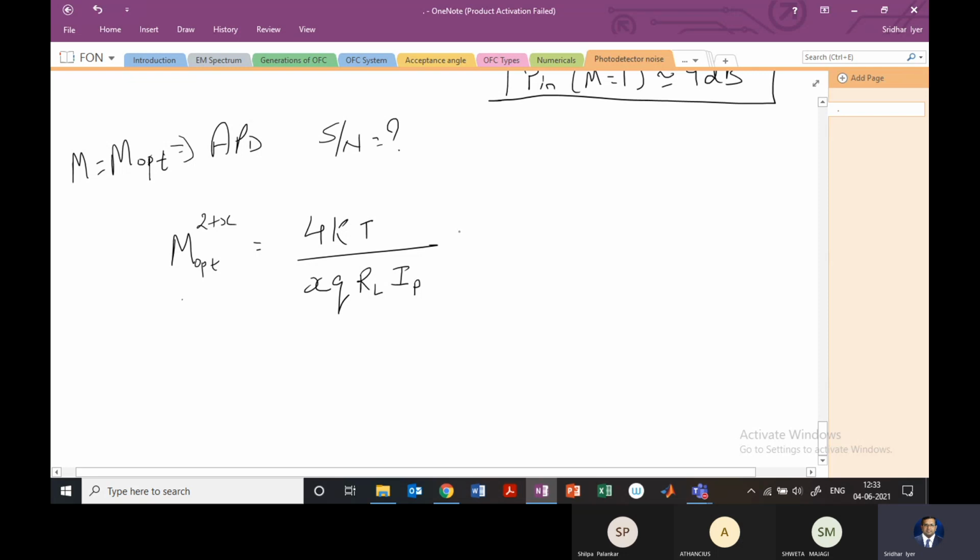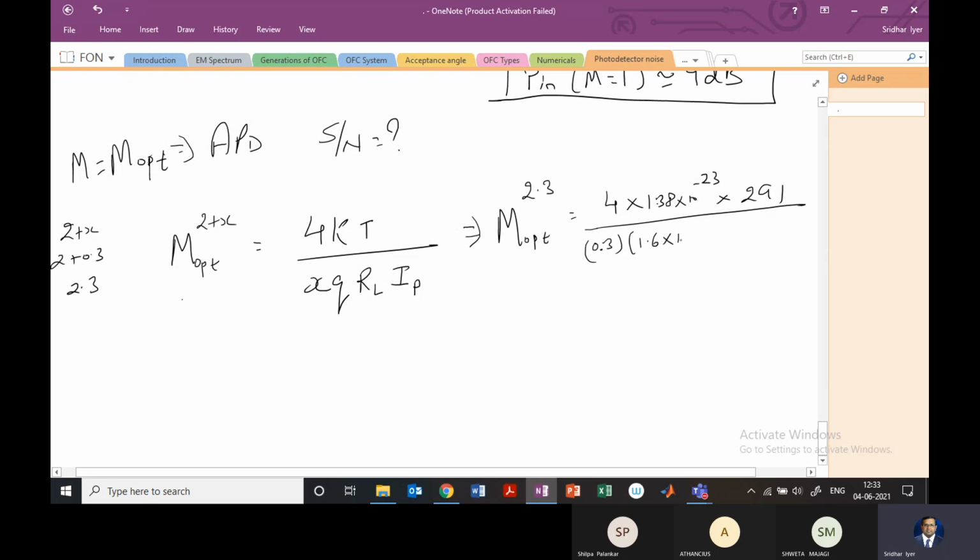Okay, so this factor will turn out to be 2 plus x, which is 2 plus 0.3, that is 2.3. So I'll write this as M optimum raised to 2.3 is 4 K, which is 1.38 into 10 raised to negative 23, into T, which is 18 degrees, so it is 291 Kelvin. Okay, please remember the temperature should be in Kelvin only. X is 0.3.